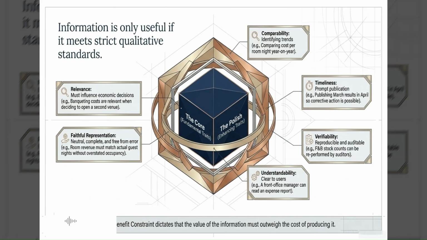The second is faithful representation. Information must represent what actually happened. Three tests sit underneath it. It must be complete, with nothing material left out. It must be neutral, with no bias, no shading of the numbers to flatter a manager or reassure a bank, and it must be free from error. Not perfect to the last cent, but free from mistakes in the process and free from misleading description.